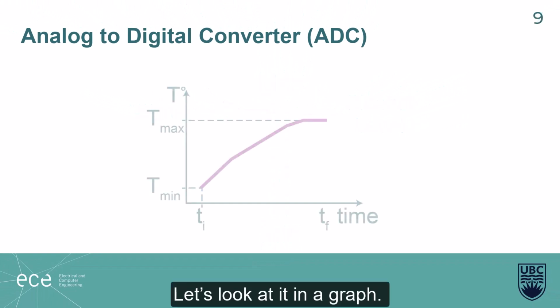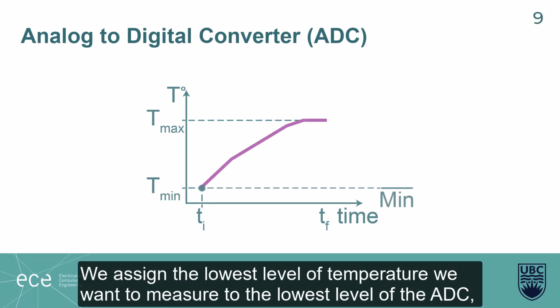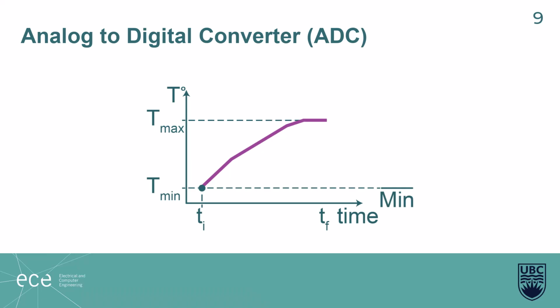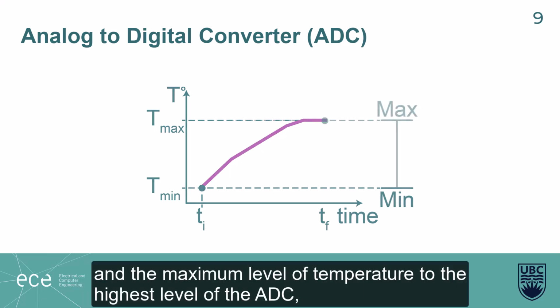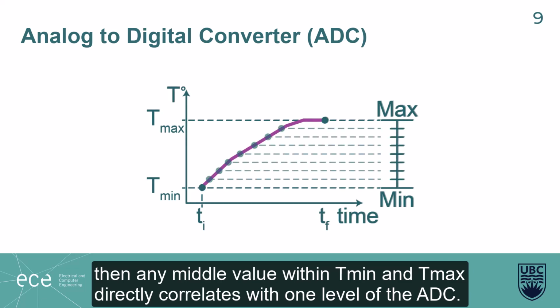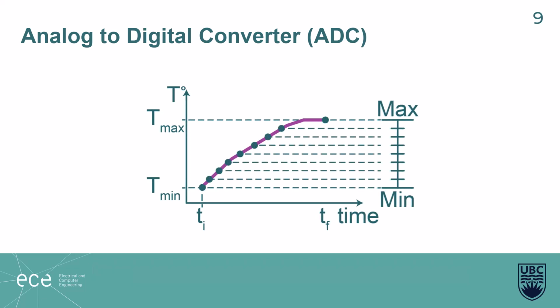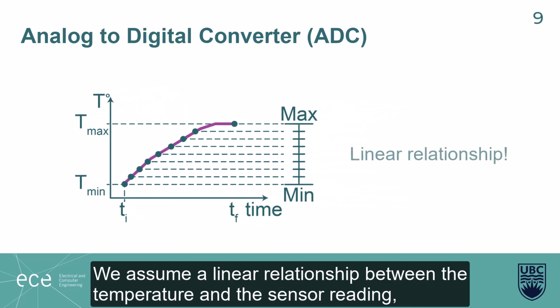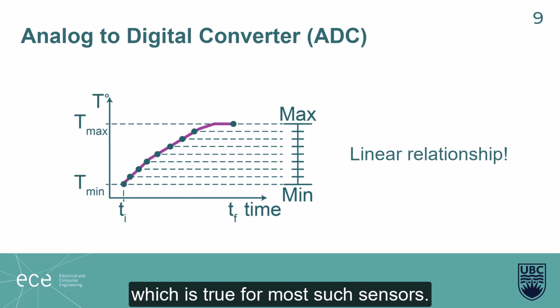Let's look at it in a graph. We assign the lowest level of temperature we want to measure to the lowest level of the ADC, and the maximum level of temperature to the highest level of the ADC. Then any middle value within Tmin and Tmax directly correlates with one level of the ADC. We assume a linear relationship between the temperature and the sensor reading, which is true for most such sensors.